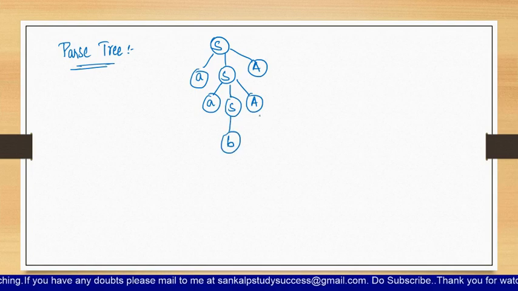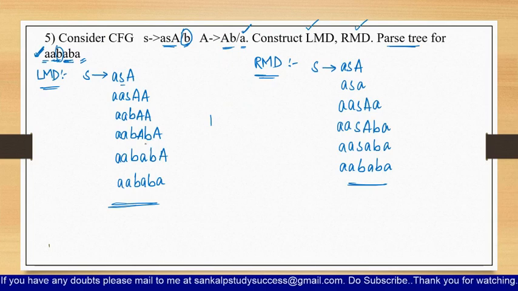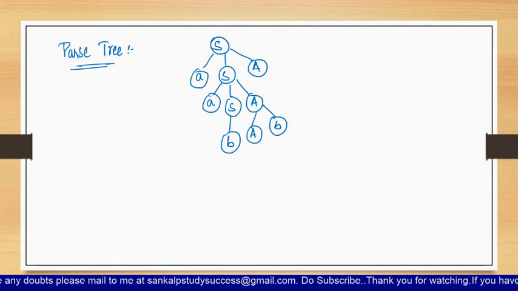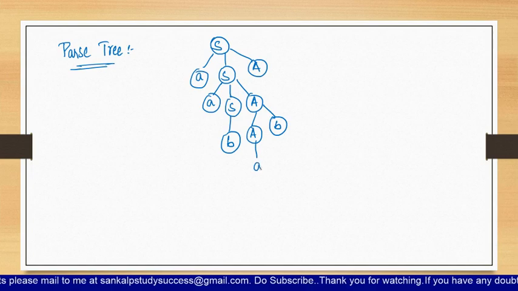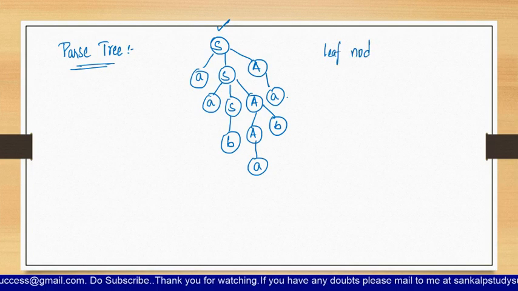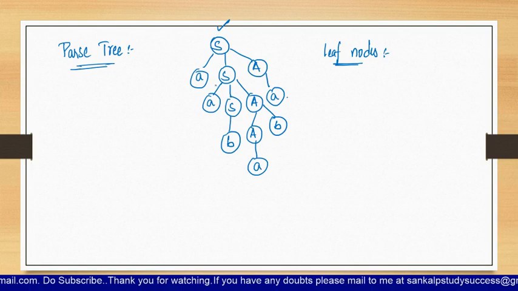Now for the next A we have substituted AB, correct? Here in the place of A we have substituted capital A and small b, and then if you observe carefully, for this A we have substituted small a, and also for this A we have substituted small a. So this is nothing but our parse tree, which is also known as the derivation tree or the syntax tree. So here this is the root node which we know already, and if you see the leaf nodes, that means if you combine all the leaf nodes, then you need to get our input string, correct? So let us see whether we are getting our input string or not.